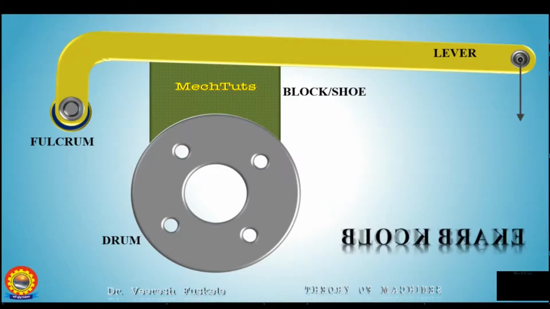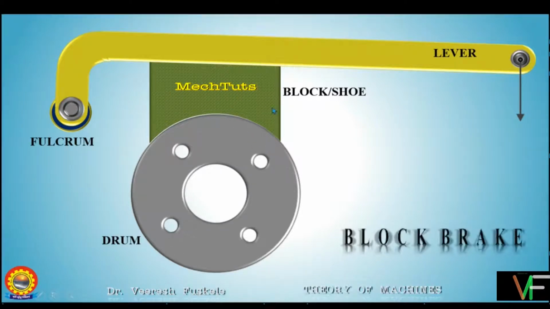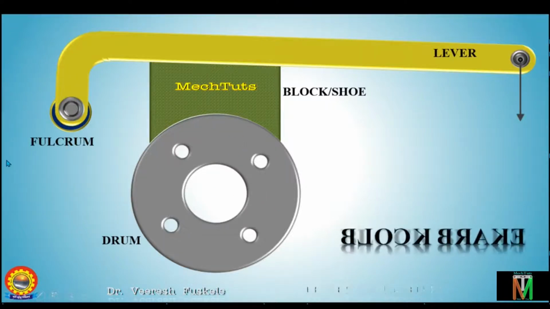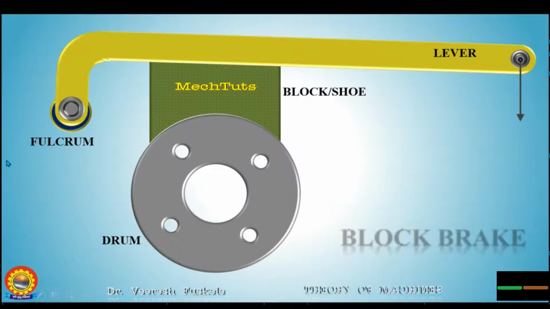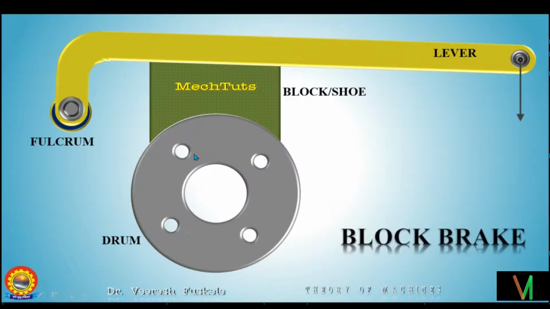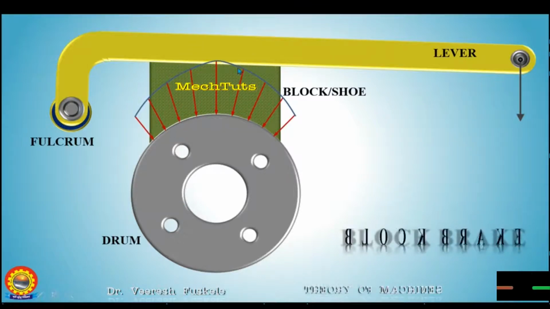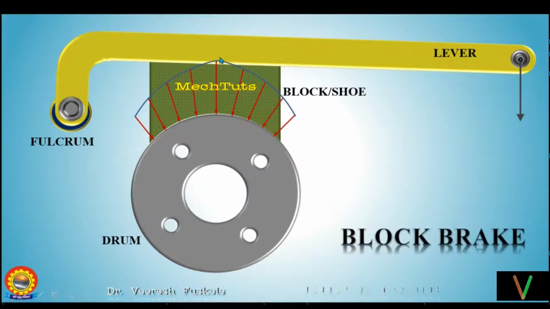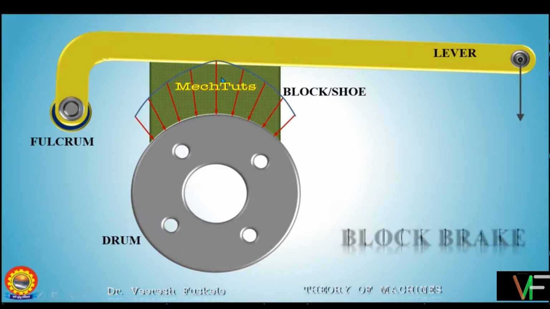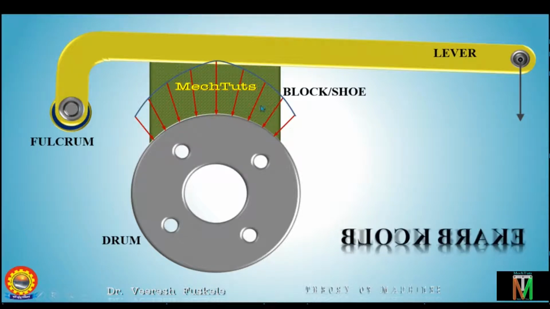Now this brake shoe is applying some pressure or some force on this drum. Actually speaking, this pressure that has been applied on the drum is not uniform. It is something like this. So it is varying. It will be maximum because the force will be applied somewhere here. So it will be maximum at the center and it will go on reducing on both the sides, and this will be symmetric on both the sides.